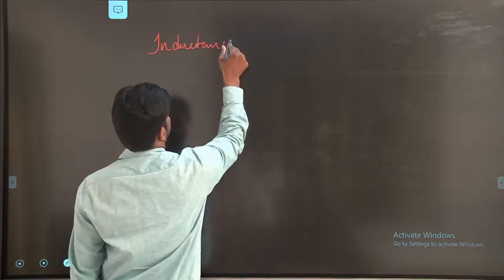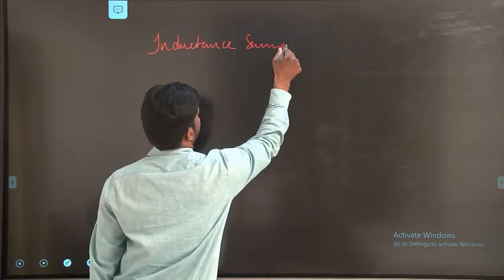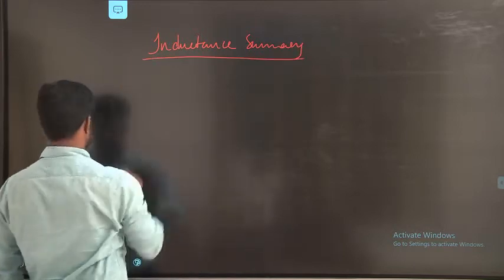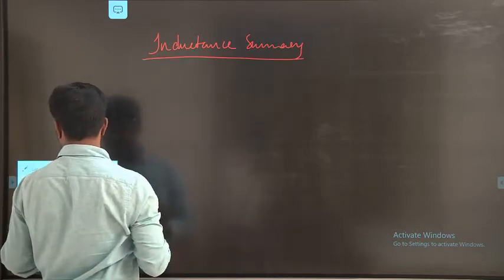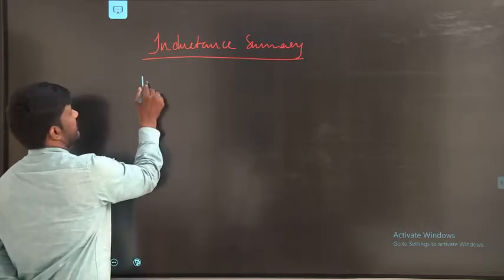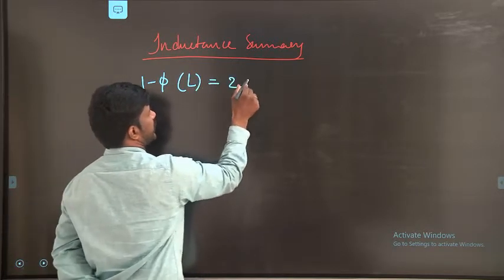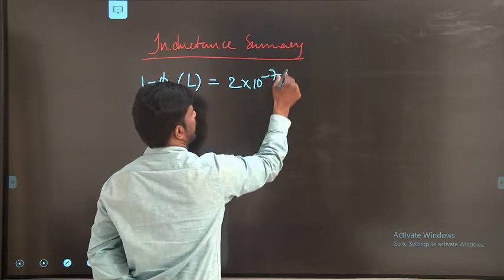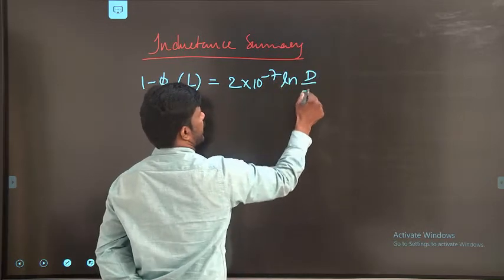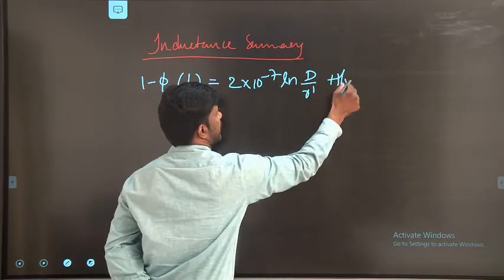Inductance summary. Okay. Then what is the inductance summary? For a single phase circuit, the inductance L is equal to 2 into 10 power minus 7 ln of d by r dash Henry per meter.